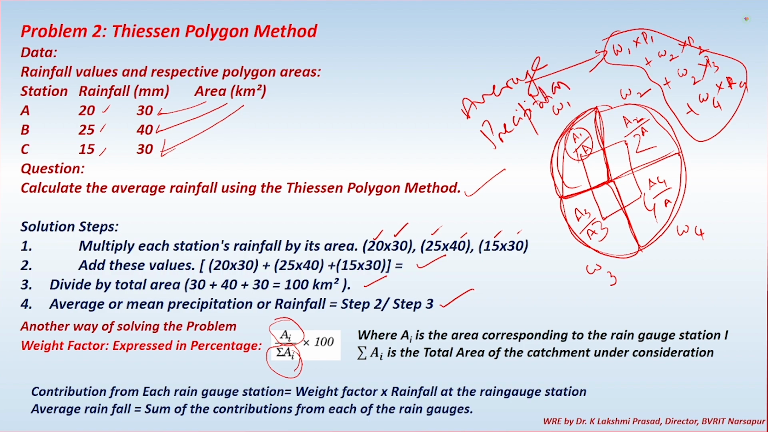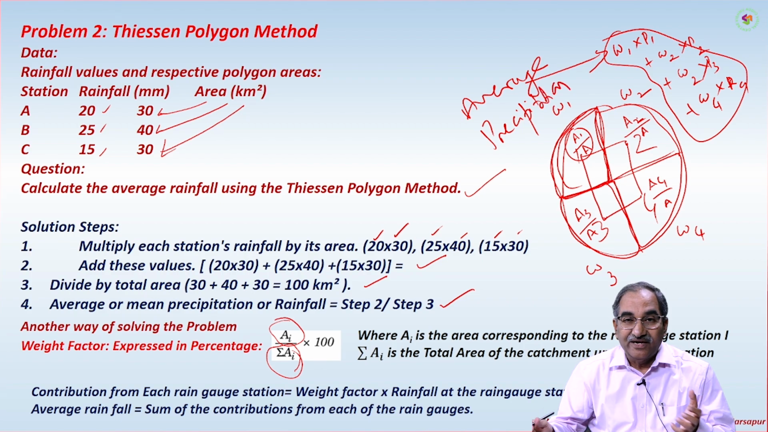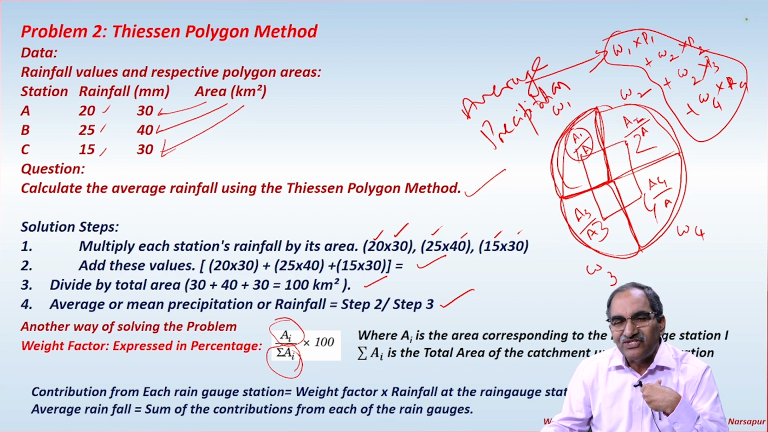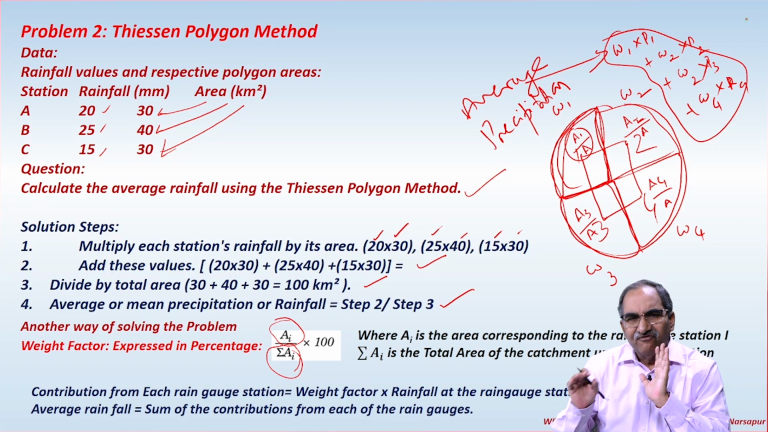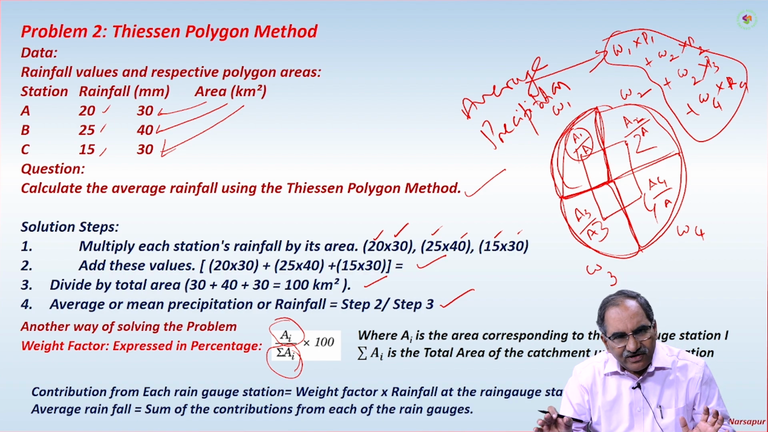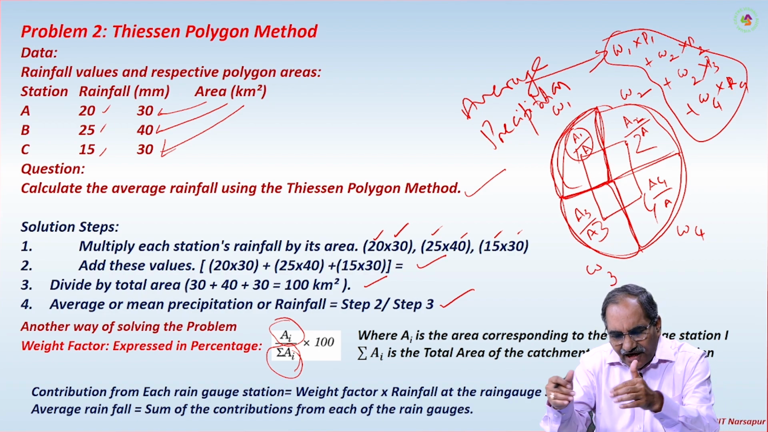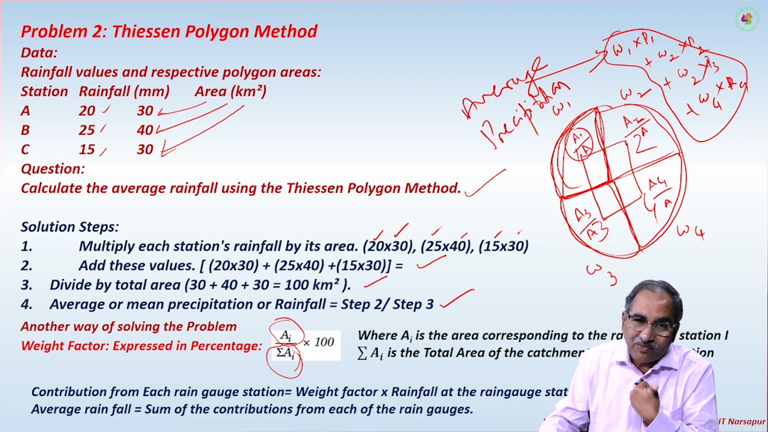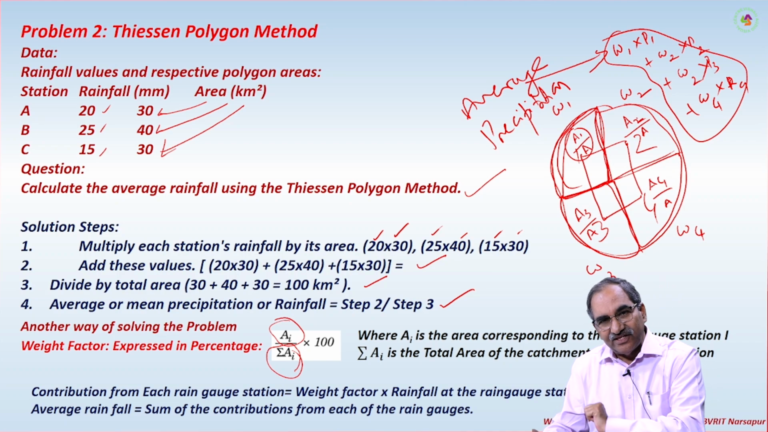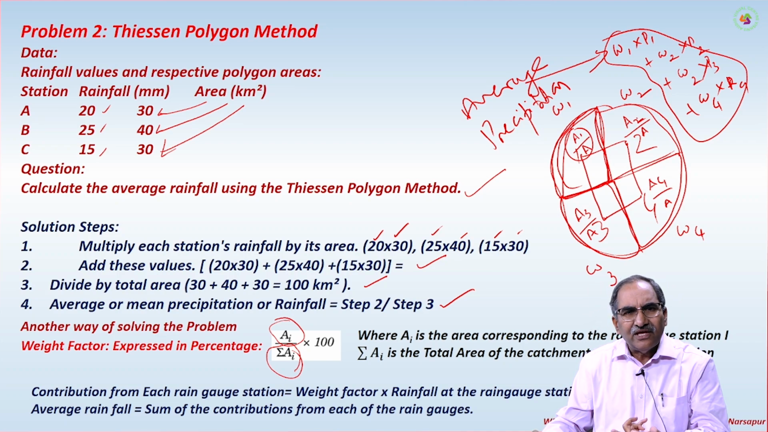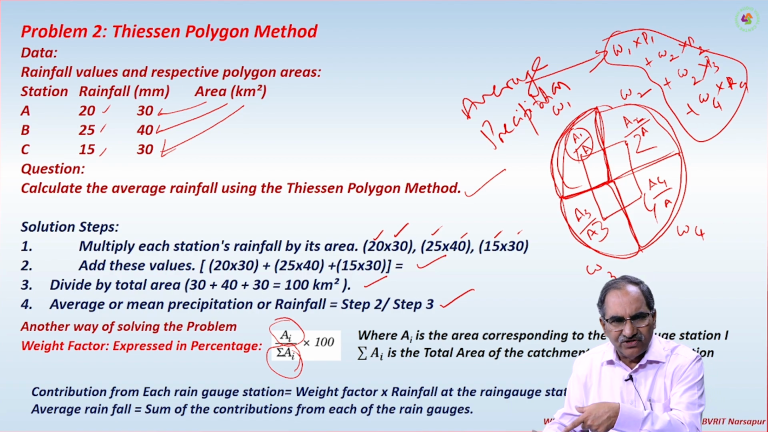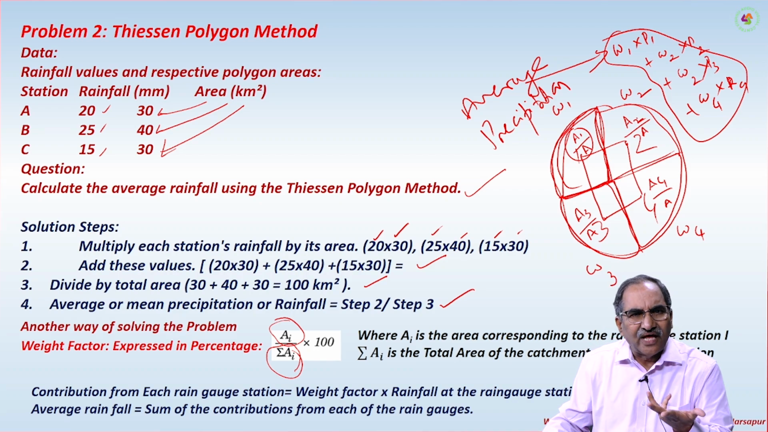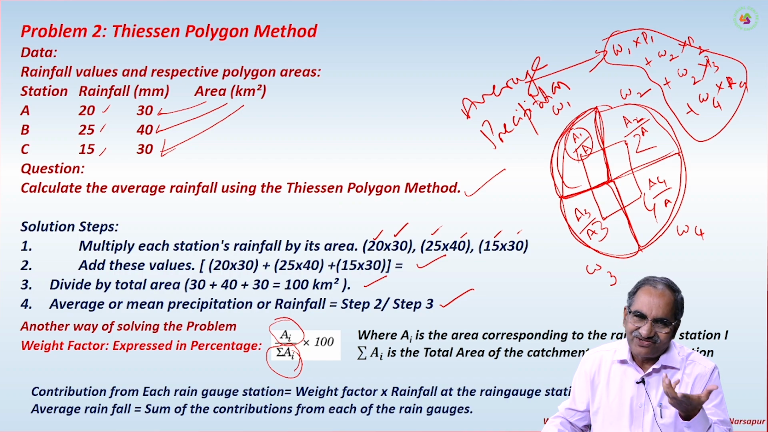So kindly remember, the average precipitation in the Thiessen polygon method can be obtained in two ways. Both ways are the same, only a little bit of explanation difference. In the first method, first join the rain gauges, draw the perpendicular bisectors, then allocate the area to each of the rain gauge stations, and find the area corresponding to each station. Then simply P1 into A1 plus P2 into A2 plus P3 into A3 plus P4 into A4, for any number of rain gauges, divided by the total area.